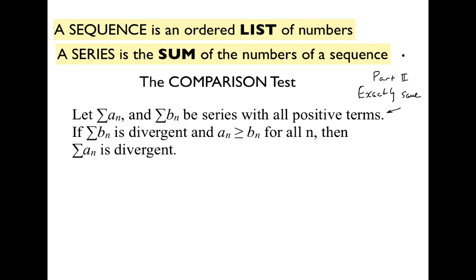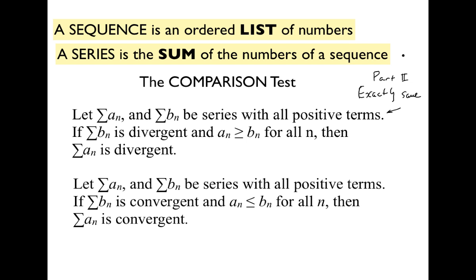Logan, you think you got it? Yeah. Tell me. Let the sum of an and the sum of bn be series with all positive terms. If the sum of bn is convergent and bn is greater than or equal to an for all n, then the sum of an is convergent. Right. So if we're trying to get a convergent series, then the one we compare to has to be what? Convergent and greater. And then we know that ours is convergent. So if we have a convergent series bn, and the terms of our sequence an are less than or equal to the terms of bn, then we can conclude that an is convergent. Is that what you wrote?